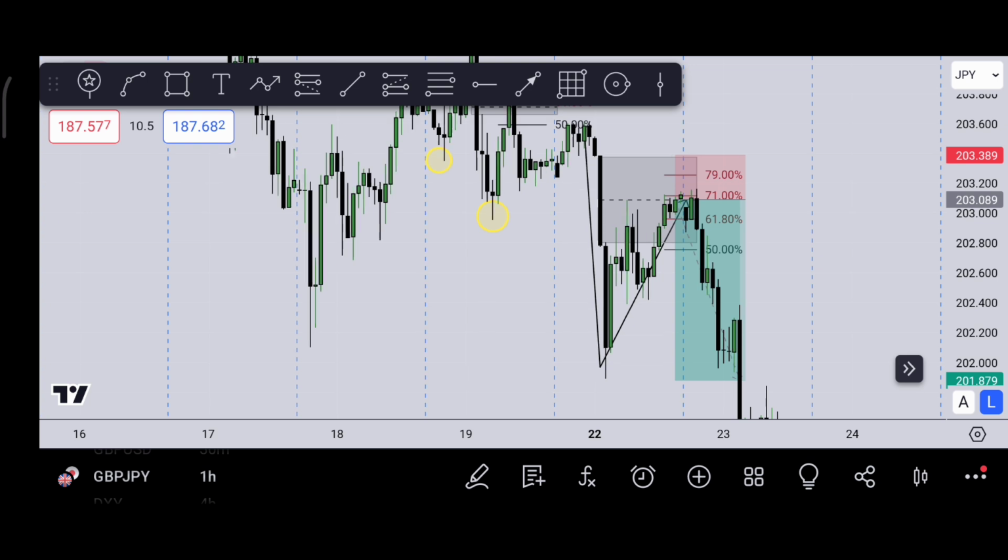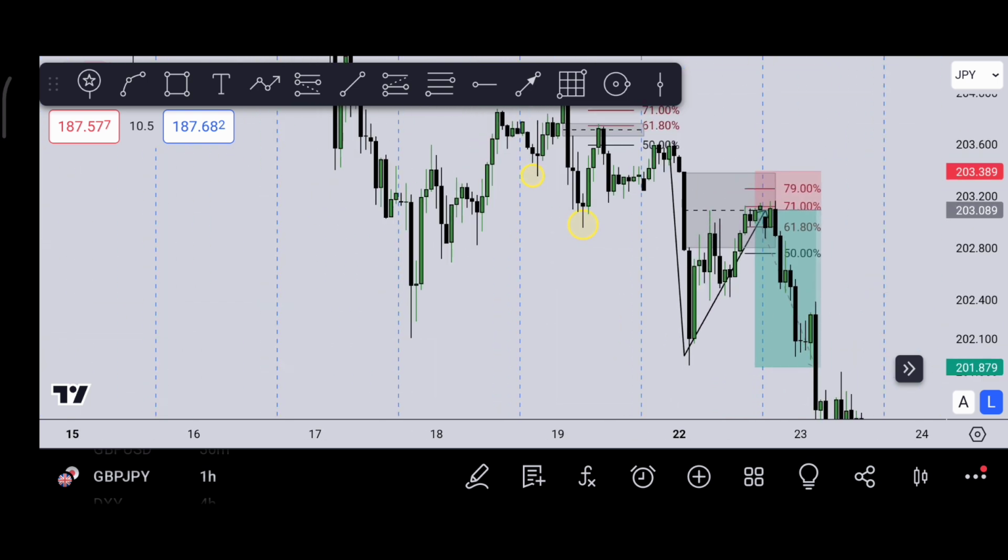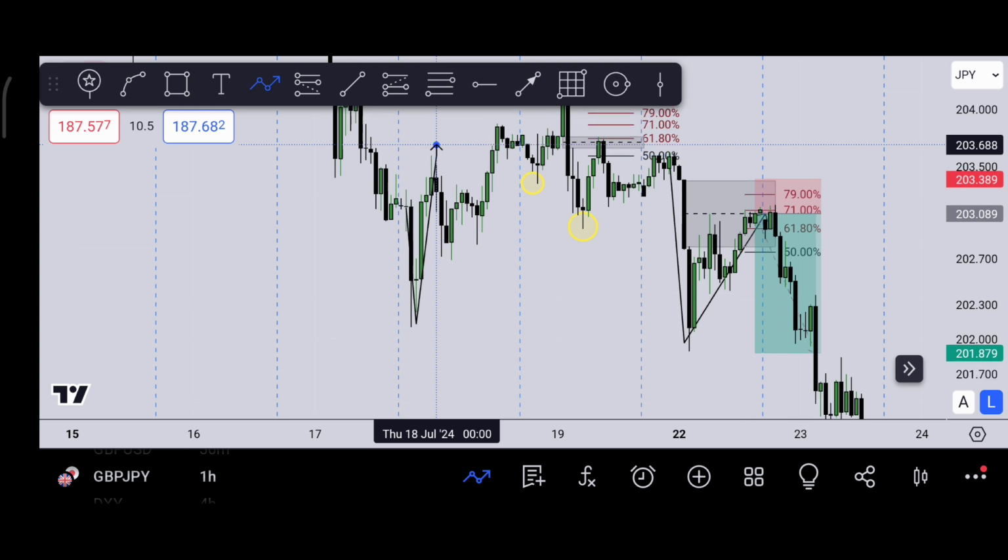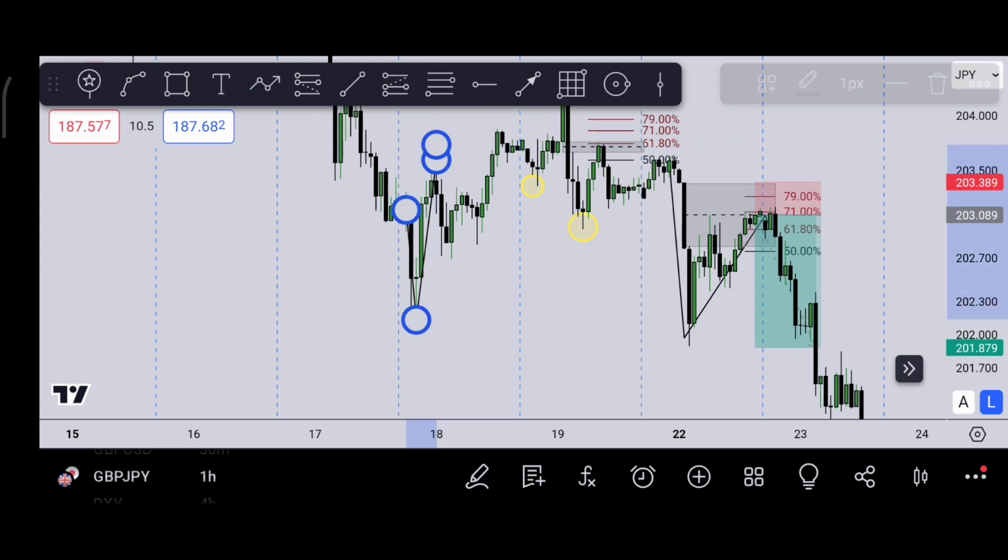Whenever you see a break of market structure, you have to wait for price to retrace back. Once you see an impulsive move, don't just rush in. Wait for the market to retrace back, then take your entry. So here you can see the market creating a higher high and a higher low.